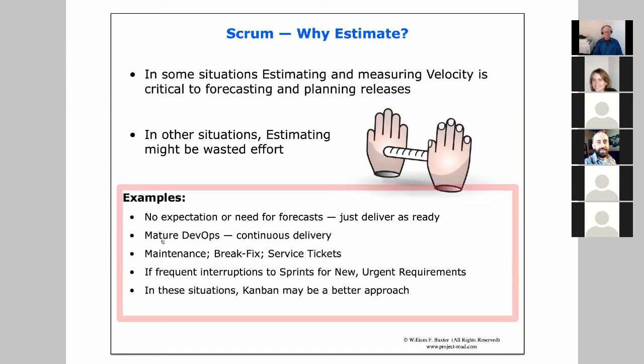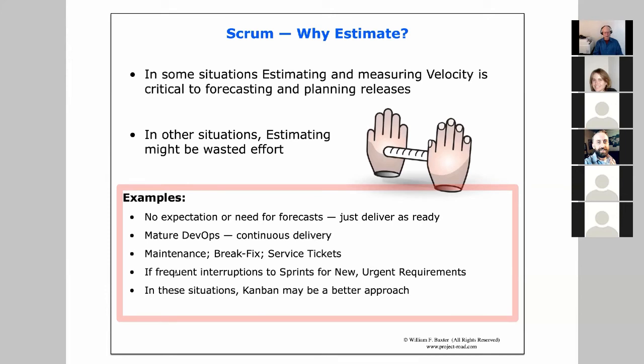Maybe you have extremely mature DevOps where you can do continuous delivery. That's very rare, but if you were in such an environment, then you wouldn't need to estimate. You just build and deliver. There's also some work that's just maintenance, break-fix, service-ticket type stuff, where you prioritize and you do the work, but there's really no need to estimate.